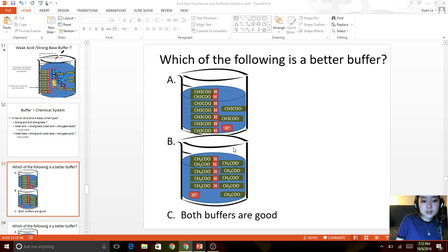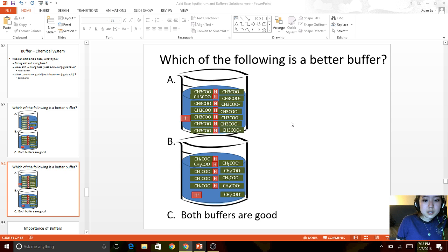So in this clicker question, B is going to be the better buffer because it has a pretty similar amount of the unionized to the ionized form of the weak acid. And then for this clicker question, A is going to be the better buffer because even though they have the same ratio of unionized to ionized form of the acid, A has a higher concentration of both, and so it's going to have the higher buffering capacity.